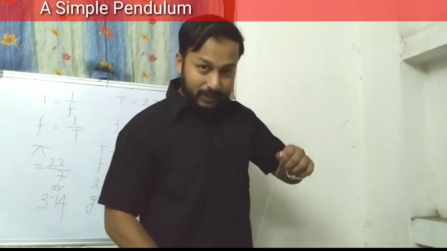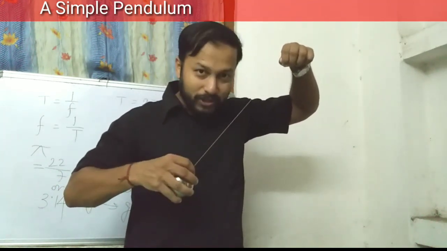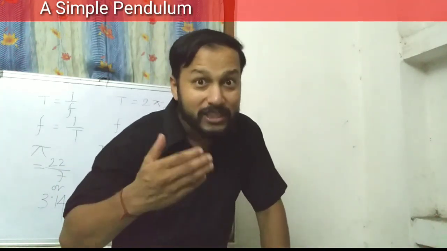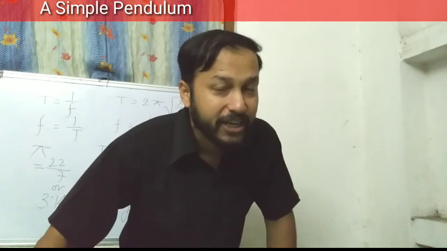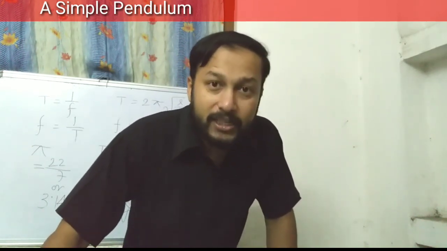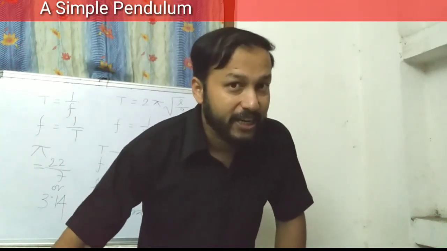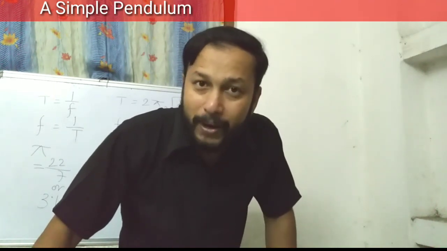Understood? Now, from here it is starting one oscillation. Okay? Another oscillation. So, how many oscillations is it completing in 1 second? You understood? How many oscillations are completed in 1 second is called the frequency of that pendulum. So what is the definition of frequency? Frequency is the number of oscillations completed in 1 second, called the frequency of that pendulum.